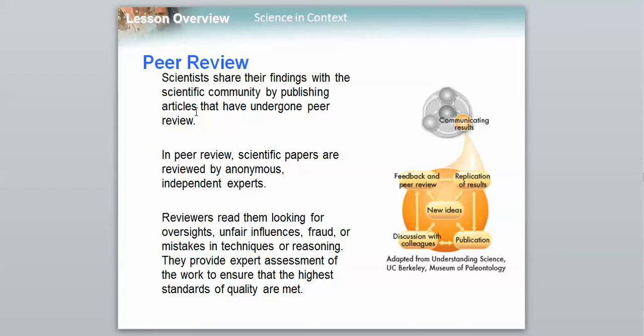So some specific things that the reviewers look for, they look for oversights, which means something that the original researcher might have overlooked, unfair influences, fraud or mistakes in techniques or reasoning. They provide expert assessment of the work to ensure that the highest standards of quality are met. So basically they're just making sure that someone isn't trying to get their own ideas out there. They didn't tamper with anything. They did the process the correct way, and therefore the results that they have were obtained using the correct method.